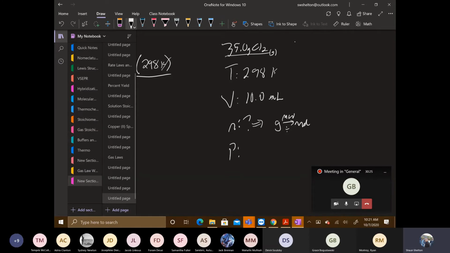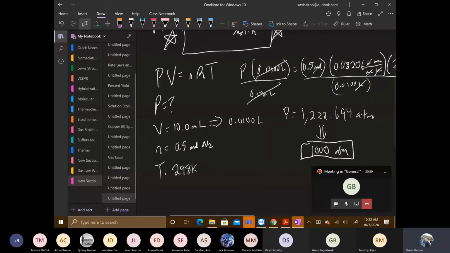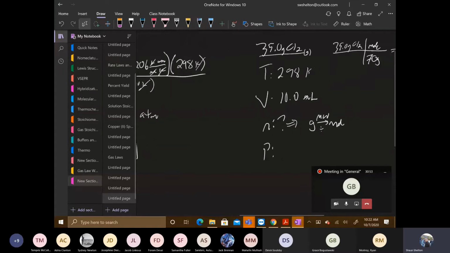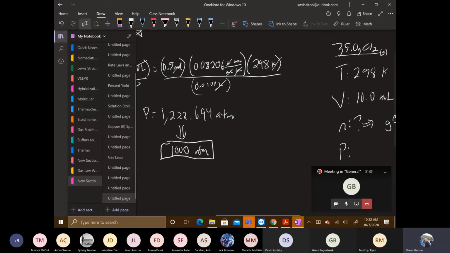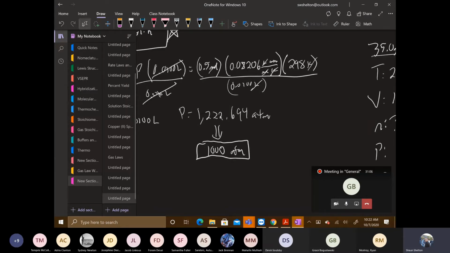To do that, we take 35 grams. The molar mass of one chlorine is 35, so that means the molar mass of chlorine gas is 70 grams per mole. We're going to divide 35 by 70. That's going to give you, son of a gun, half a mole. We're right back where we started in this problem. So our moles are equal to half a mole, and we don't even need to do anything else because our problem is already set up. We would end up with the same answer.